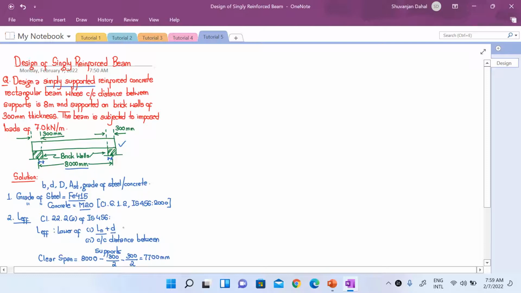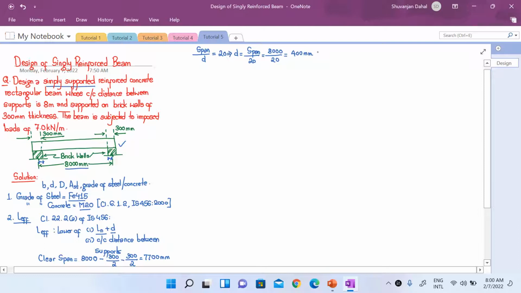Now we need to determine the effective depth. We will look at it in detail in another step also. But to determine the effective depth, the IS clause gives us the span to effective depth ratios for different types of beams. So for simply supported beams, the span to effective depth ratio is 20. Now, considering this, you can find the effective depth as span over 20. Our span is 8000 mm over 20. That means the effective depth comes out to be 400 mm.